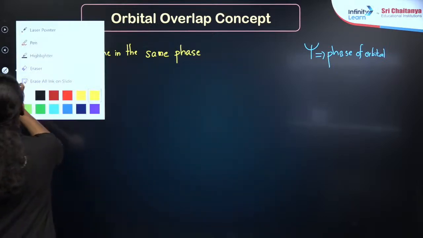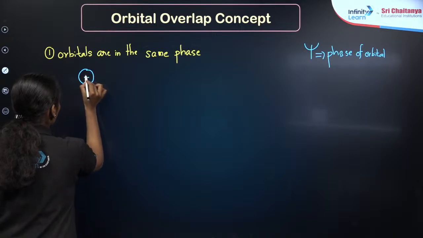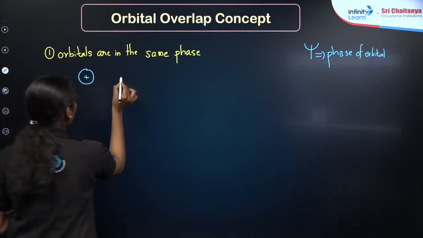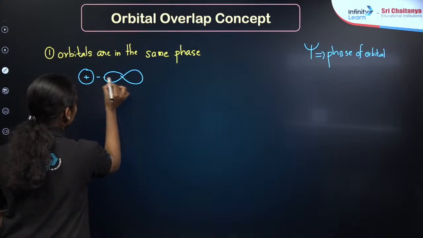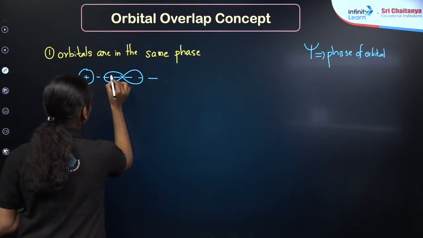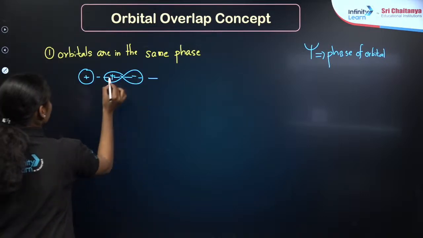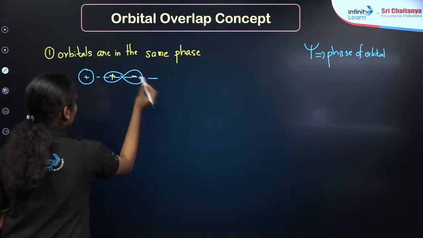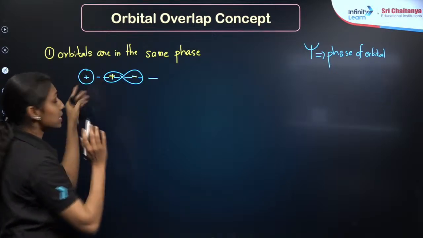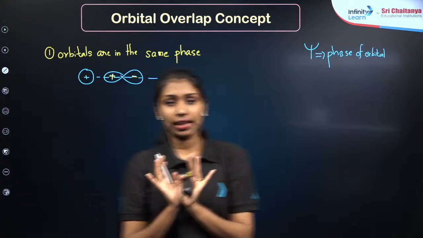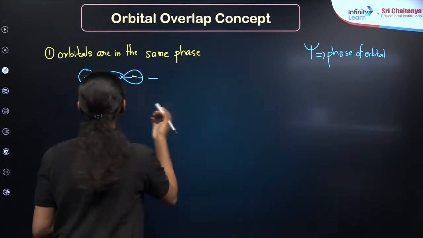For example, if I take an s orbital here, having the sign of plus. Now, if I take a p orbital, with plus and minus lobes. In this case, both sides are plus plus, which means they are in the same phase. There will be overlapping. So we can draw it like this.